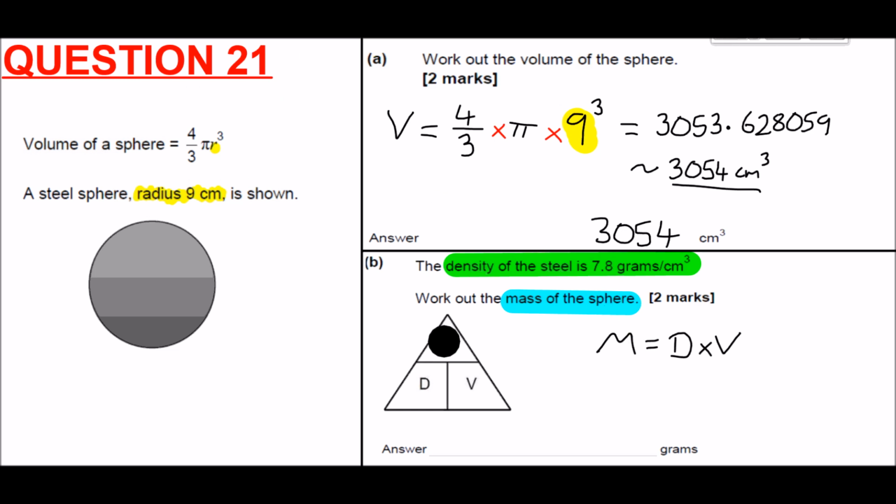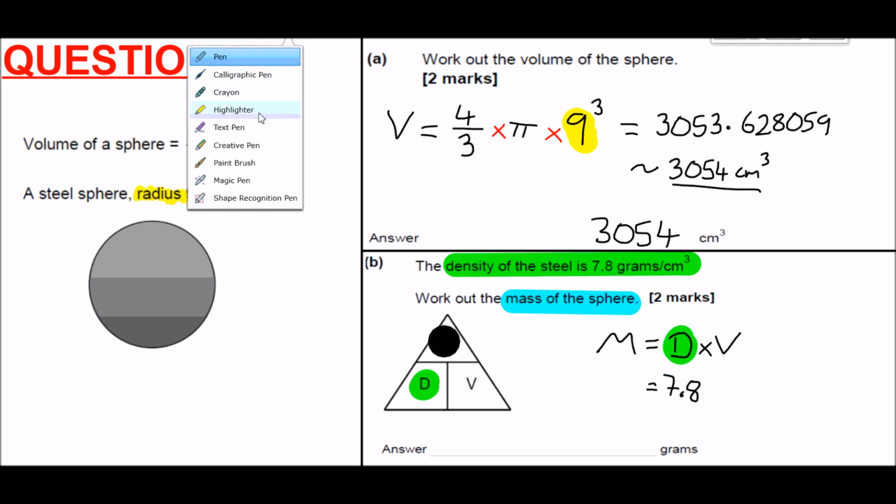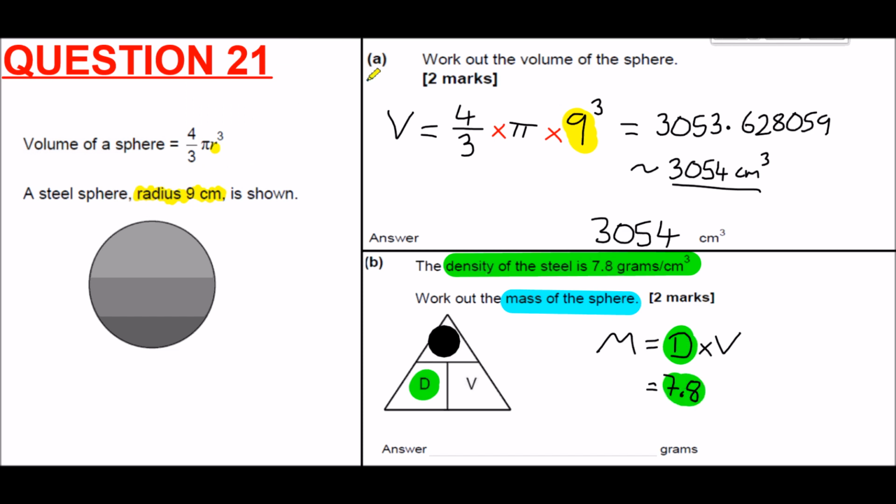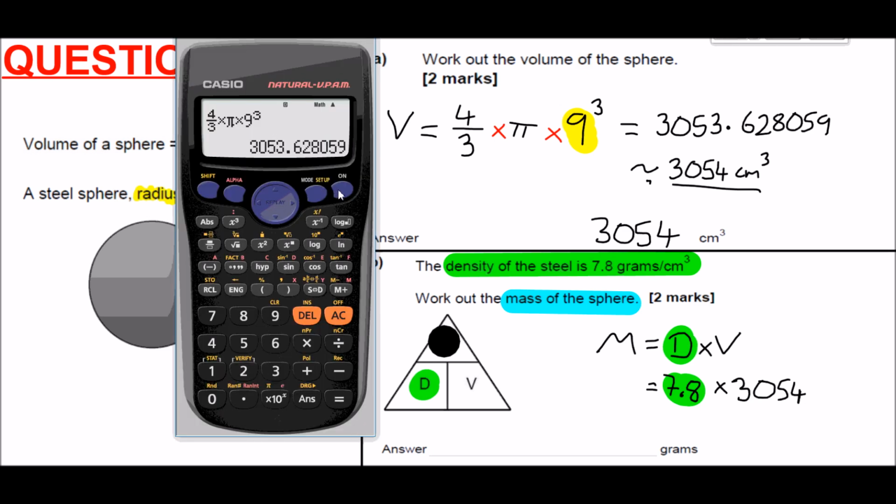And so the density we've been told is 7.8 grams per cubic centimetre. The volume we worked out previously, which is this figure here. So you can even leave the answer on your calculator display if you'd like. That's why rounding off prematurely can be a bit dangerous. So if you multiply that by 3054 or 3053.6, whatever you'd prefer. So 7.8 multiplied by that.